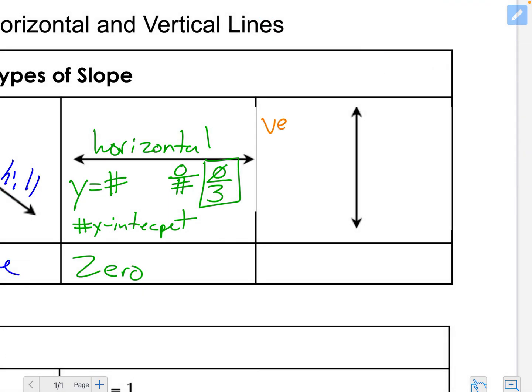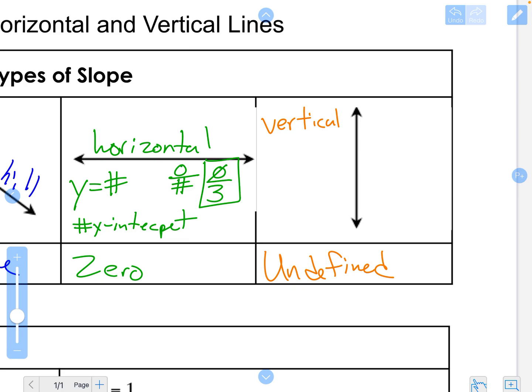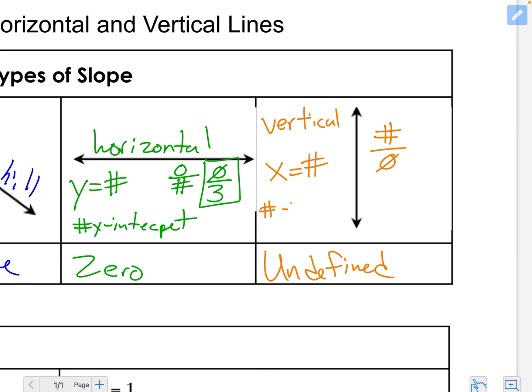If we have a vertical line, our slope is undefined, which basically means the slope doesn't exist. And when it's an undefined line, it means our 0 is at the bottom of our fraction, and that's why it doesn't work. And it's going to be x equals a number, and that number is going to be our x-intercept.